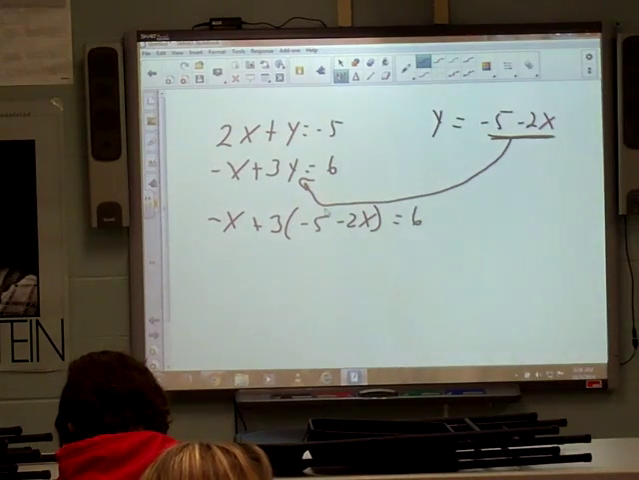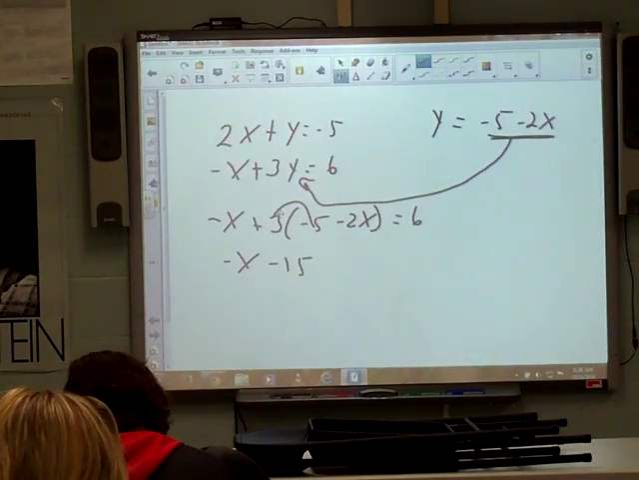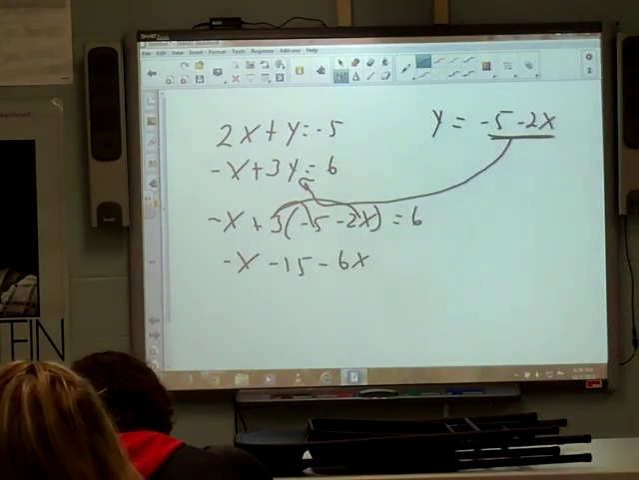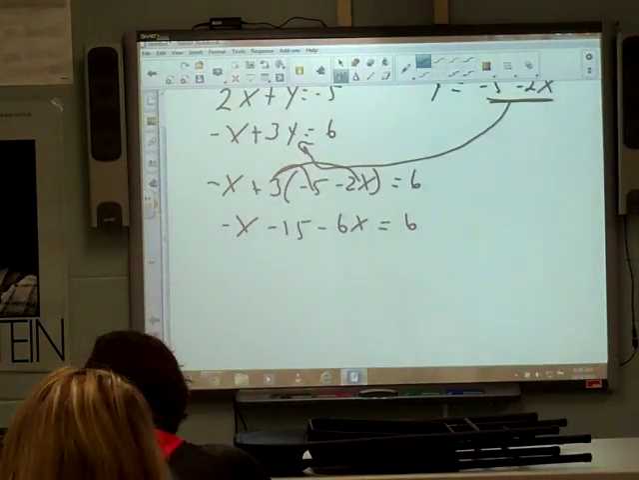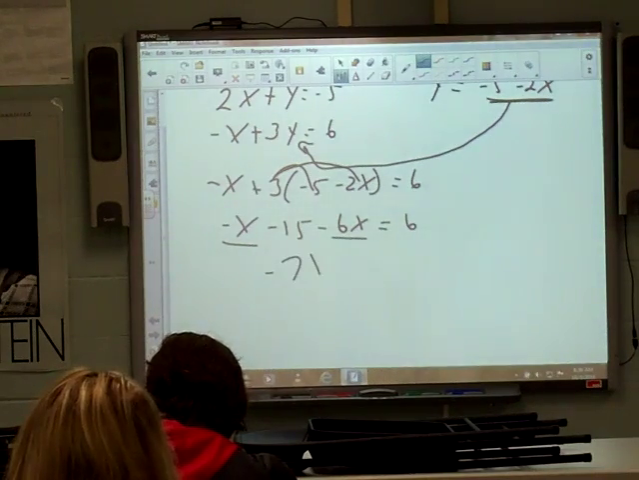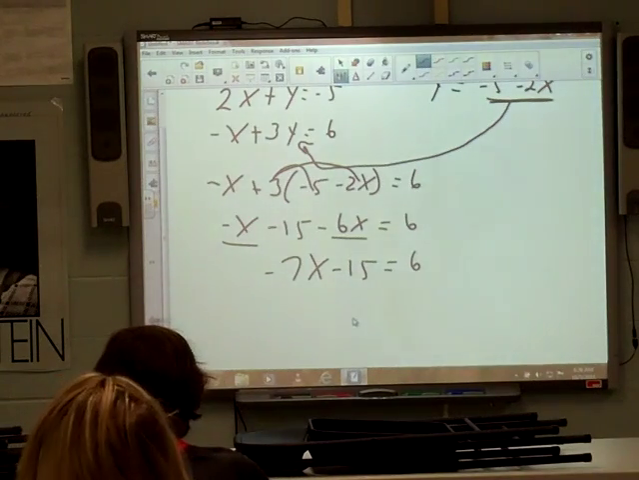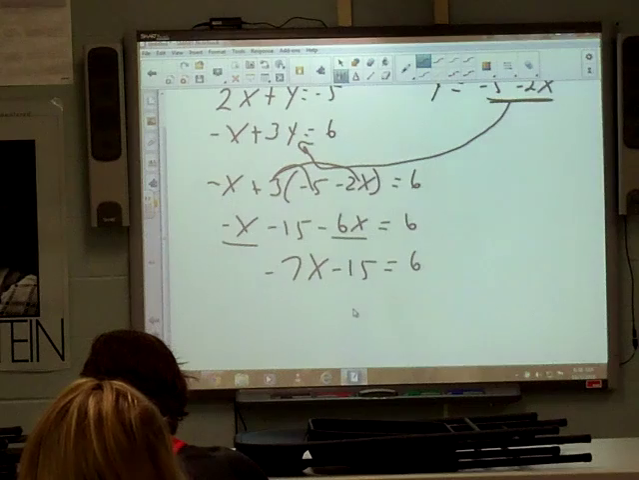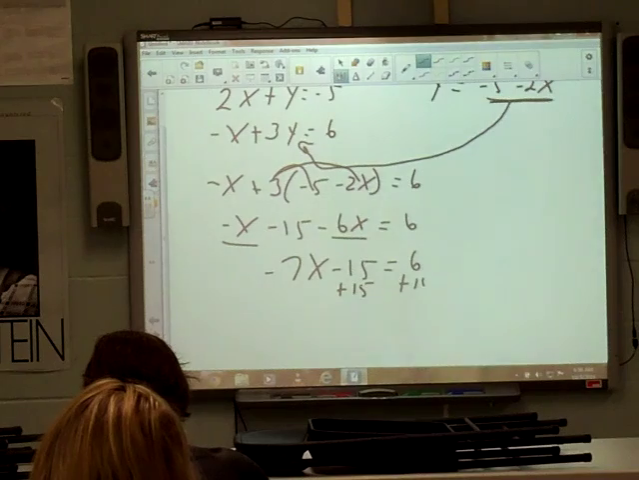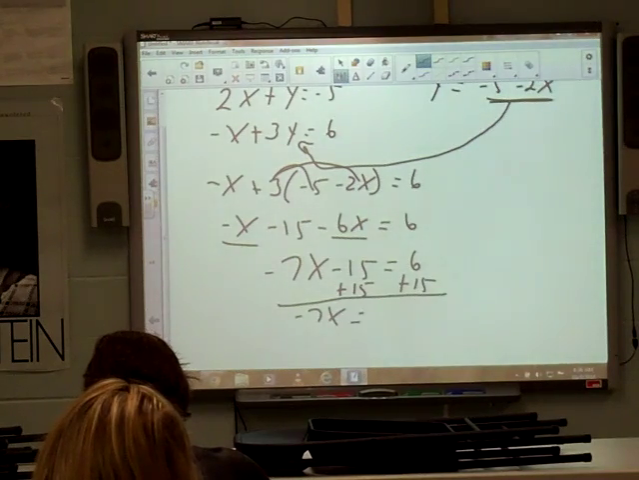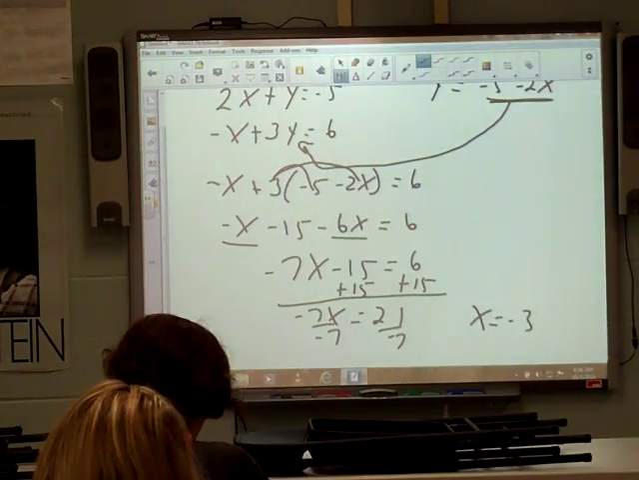On that, distribute the 3: negative x minus 15 minus 6x equals 6. Then you've got like terms there. Negative x minus 6x is negative 7x. And then what would we do? Plus 15. Negative 7x equals 21. So x would be negative 3.